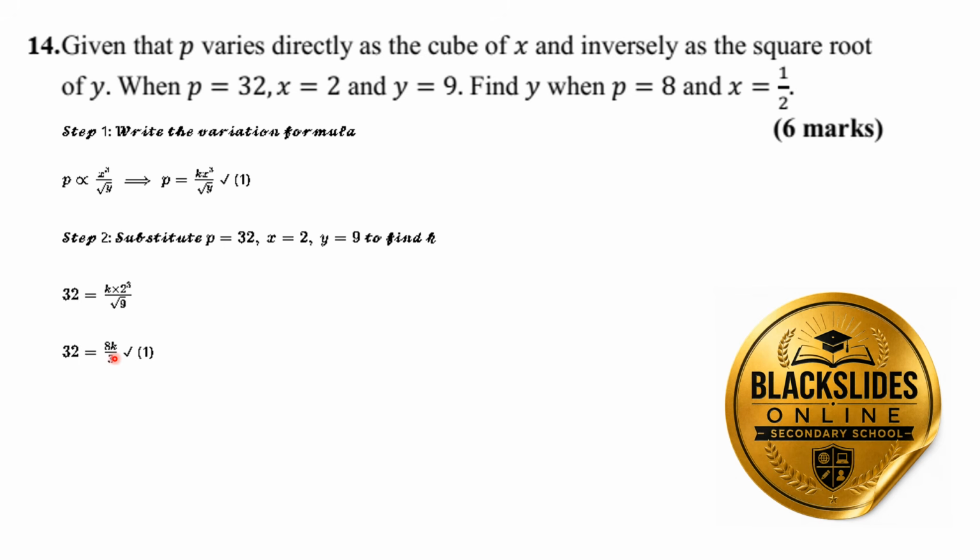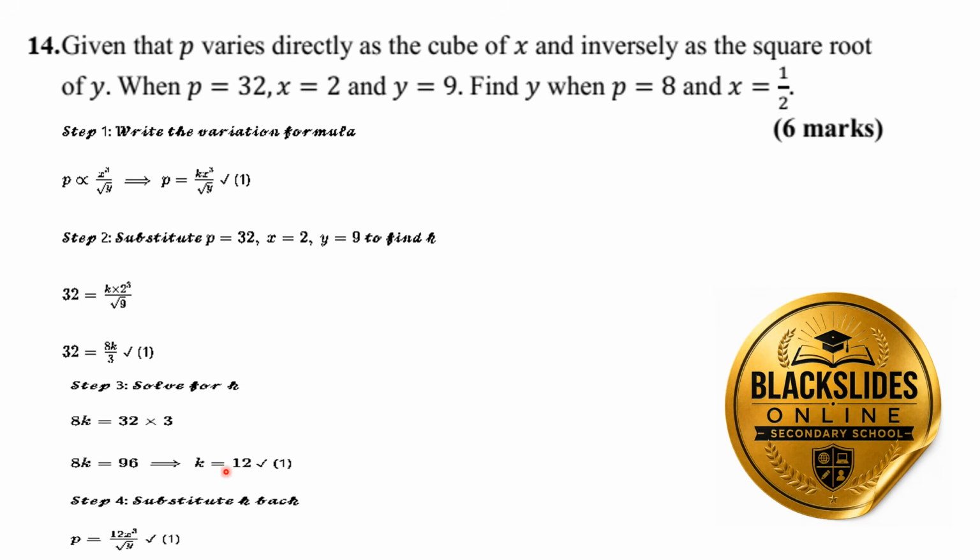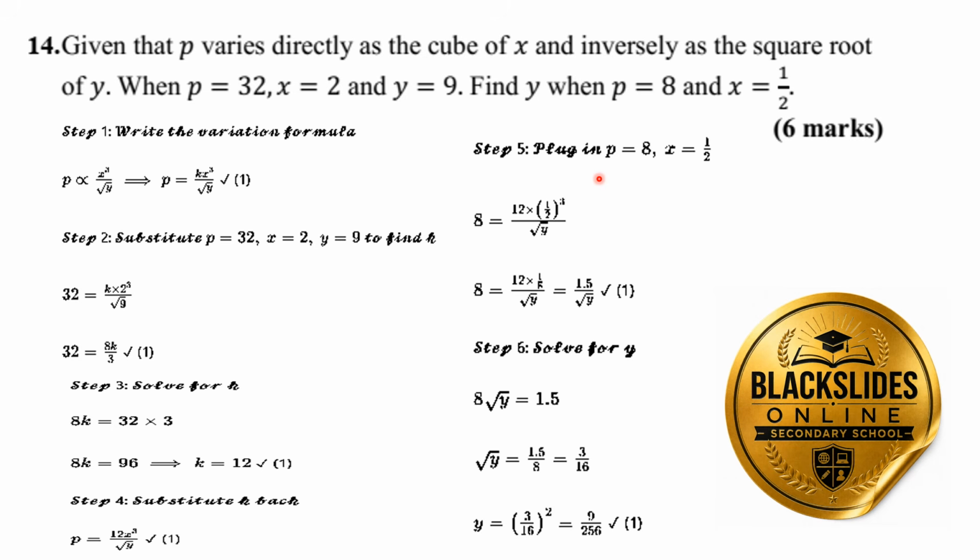All right, so substituting these given values to find k will give us k equals 12. Then substituting k back into the expression, we shall have p equals 12x cubed over root of y. Then plugging in p equals 8 and x equals half will give us y equals 9 over 256. Convince yourself that you can do this without the help of anyone.